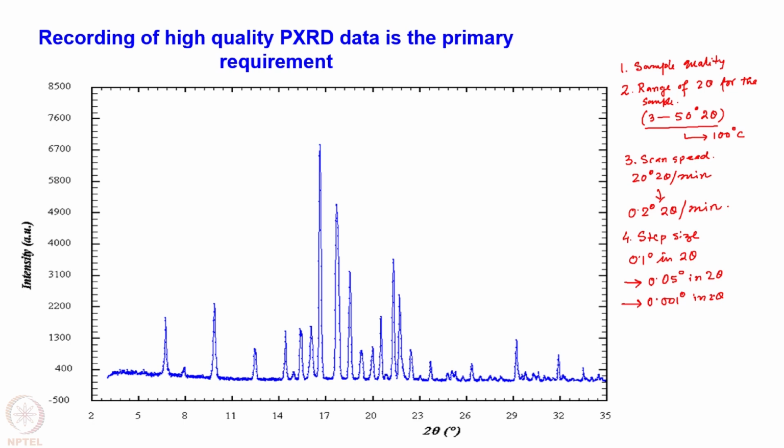Whereas if we do the reverse, if we do it like 0.05 degree step size and 20 degree per minute scan speed, then also it is extremely fast. So depending on the need and requirement, we should choose this scan speed and step size accordingly so that a sufficient amount of time is given for every step to record the diffraction data. This will help us in resolving the peaks which are very close in d value in case of different samples.